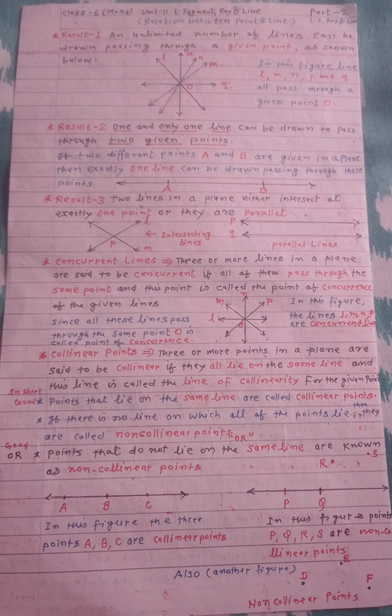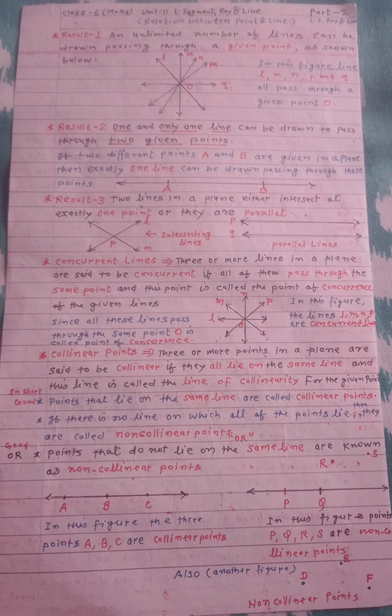Result 3, two lines in a plane either intersect at exactly one point or they are parallel. So see, L and M intersect each other at point P, or P and Q are parallel, which is shown in this figure.